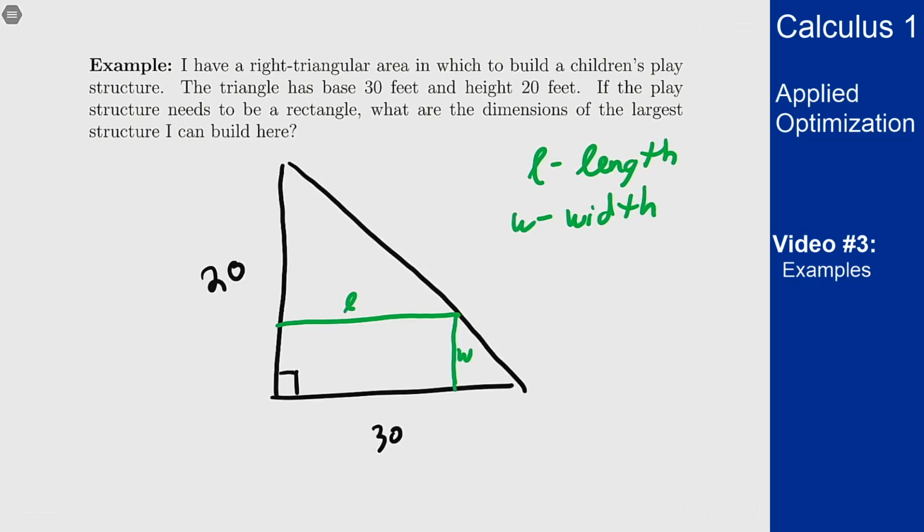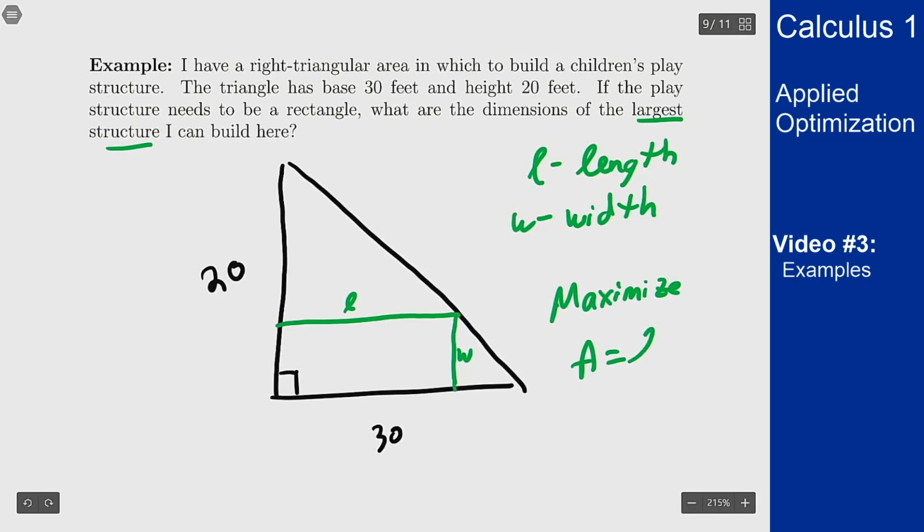And I'm also trying to maximize the area. I want to build the largest structure possible. So I'm trying to maximize the area, which is L times W. Now we have to figure out, how do L and W relate to each other given this picture? So based on our labeling here, we know that this here is W. So this length here is 20 minus W.